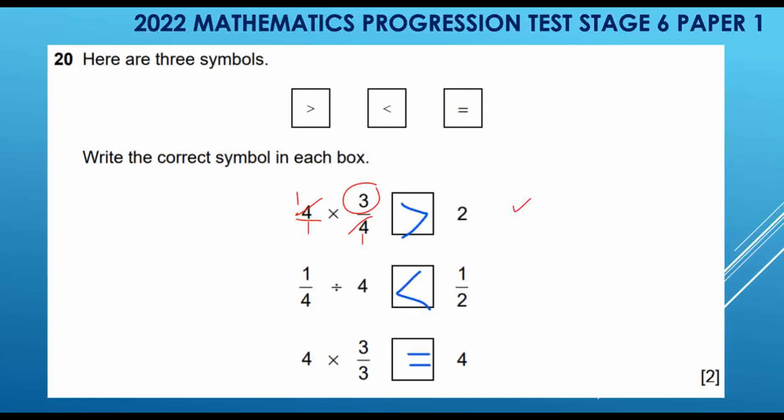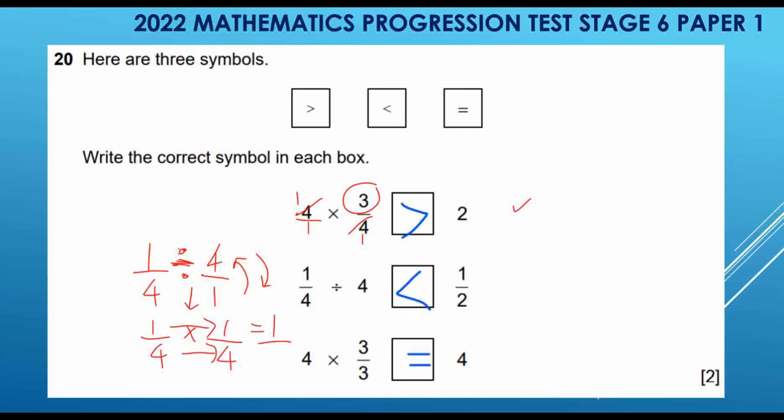For the second question, 1 over 4 divided by 4, actually, 4 is the same as 4 over 1, because 4 over 1 is 4 divided by 1 equals 4. Now, how do we do division of a fraction? It is 1 over 4 times. So the division becomes times, and we swap this up and down. 4 over 1 becomes 1 over 4. Then we multiply straight across. 1 times 1 is 1. 4 times 4 is 16. So this one is 1 over 16. 1 over 16 is less than 1 over 2.